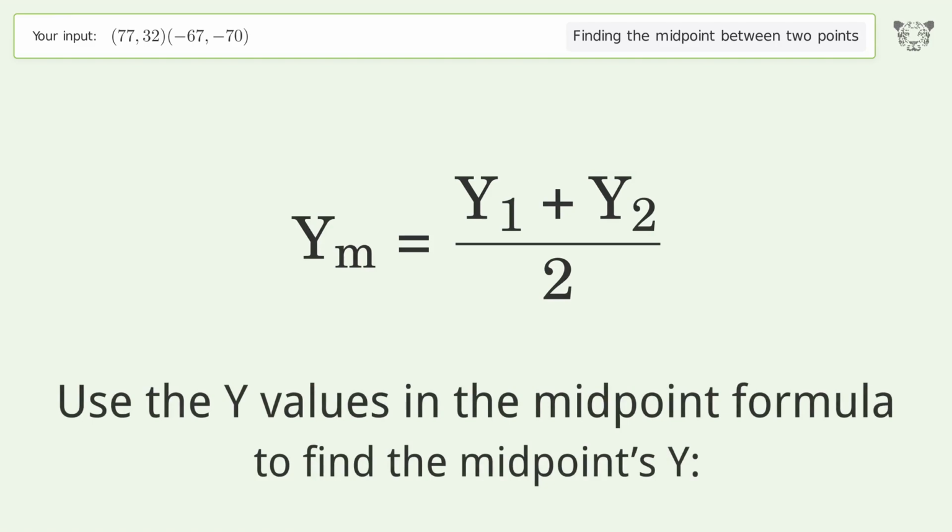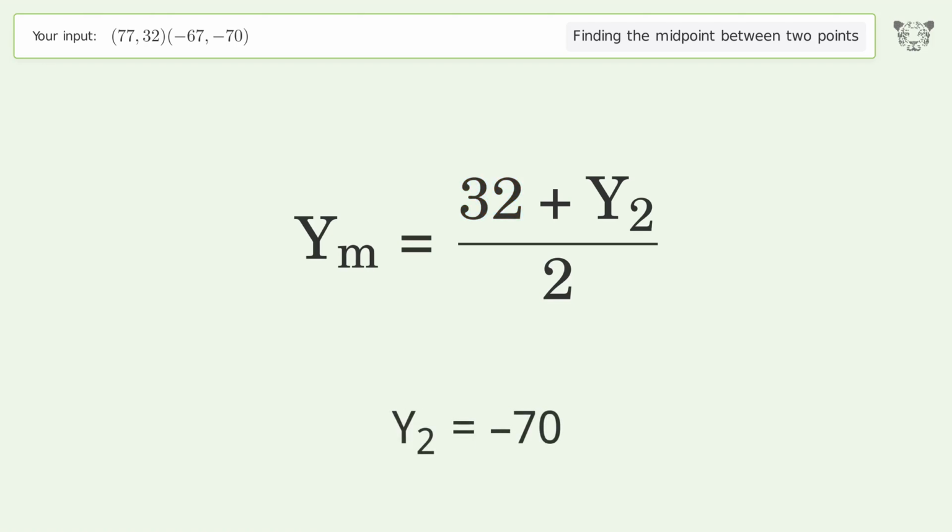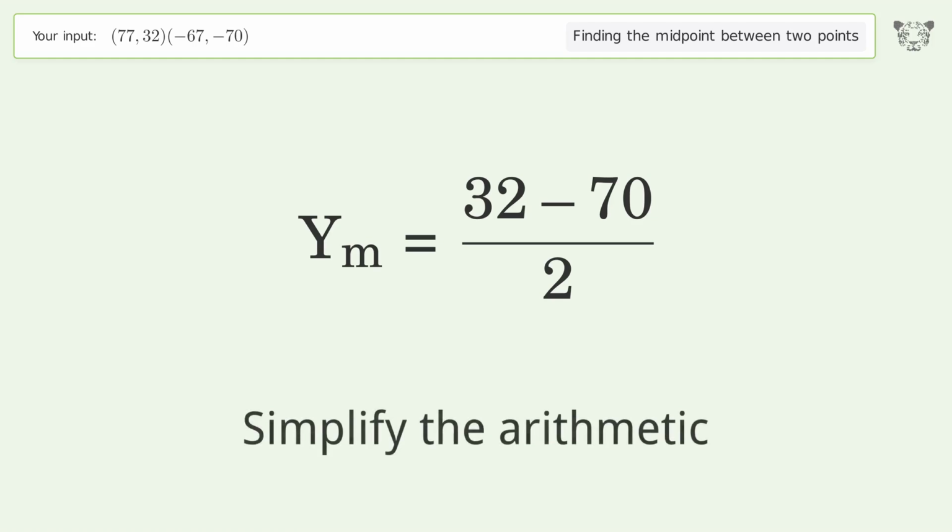Use the y values in the midpoint formula to find the midpoint's y. y1 equals 32. y2 equals -70. Simplify the arithmetic.